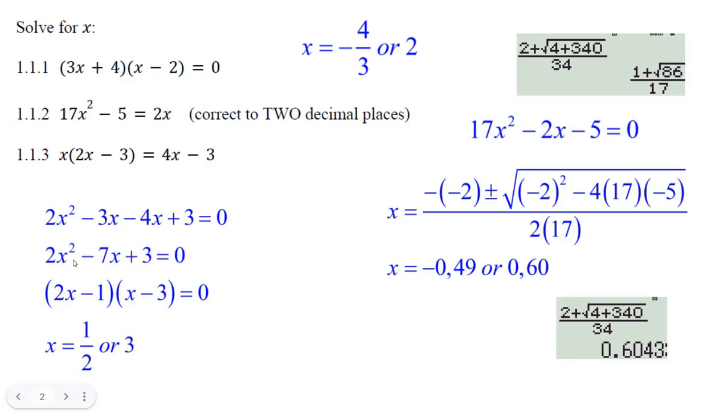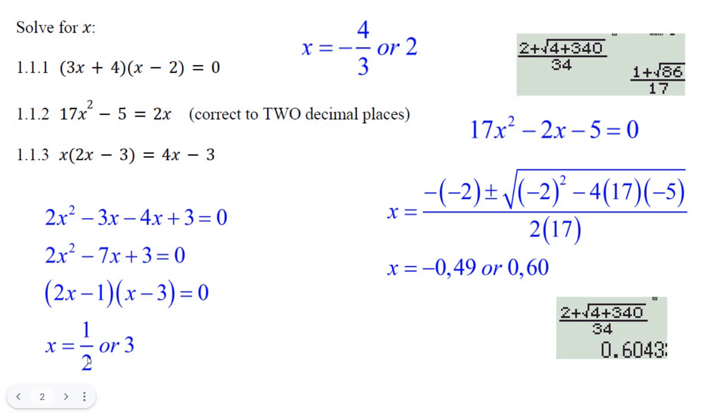Now we're going to factor this. The only way to get 2x squared is 2x times x. The only way to get 3 is 3 times 1. And it's got to be 2 negatives to make a negative here. How am I going to get 7? I put the 3 here. That gives me 6, minus 6x. x times minus 1x. Oh, it works. Minus 7x.